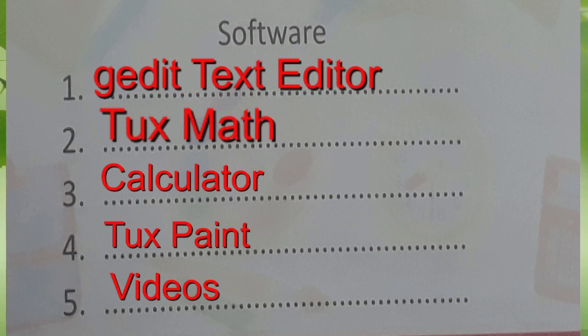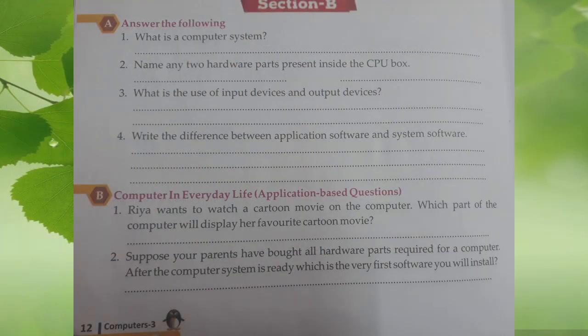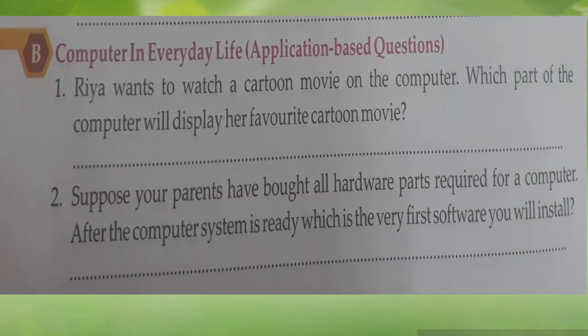Very good. Now let us move to page number 12. In page number 12, at the end of the page, there is a small question, computer in everyday life. That is an application based question. I will read the question. Ria wants to watch a cartoon movie on the computer. Which part of the computer will display her favorite cartoon movie? Which part she can see the cartoon? On the monitor. So the right answer is monitor.